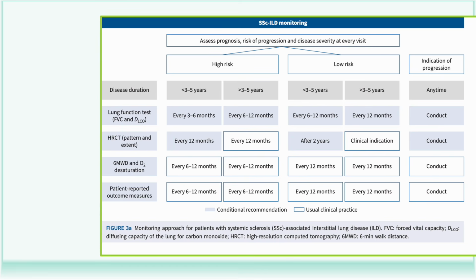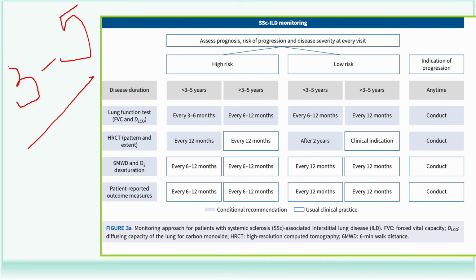So this is SSc-ILD. As I said here, we have to remember that lung function tests every 3 to 6 months have to be done for the first 3 to 5 years, as against others where you have to do it at the same frequency for the first year of diagnosis. So we follow up more strongly for a longer period.